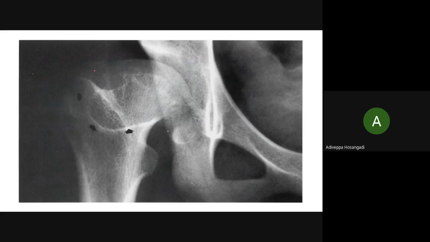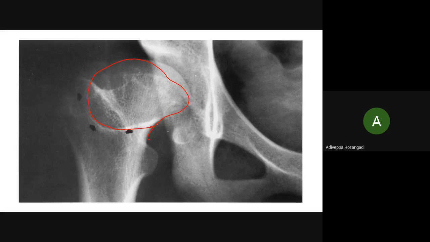So one more important sign is the sagging rope sign. This is the sagging rope sign. It looks like a sagging rope, isn't it? Please look at this. Follow the arrow marks. A sagging rope sign is a very, very classical finding in Perthes disease. If you carefully observe, look at the femoral head here.